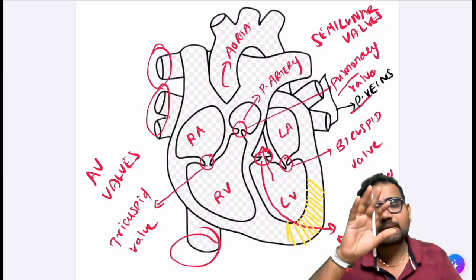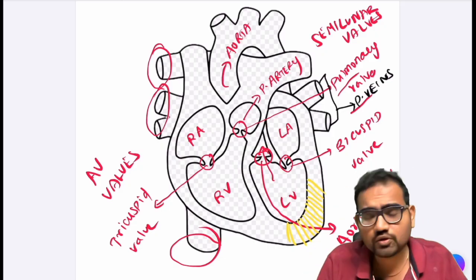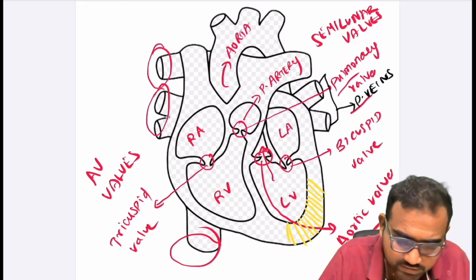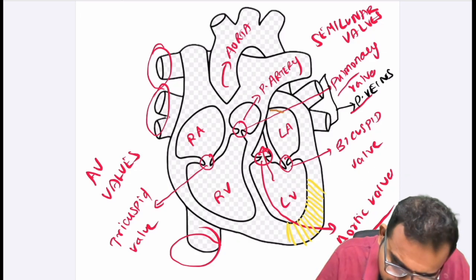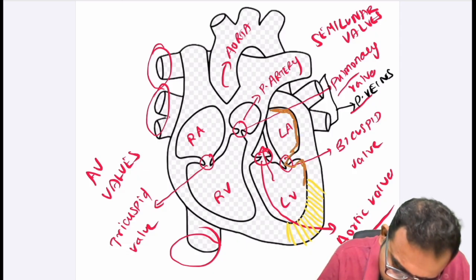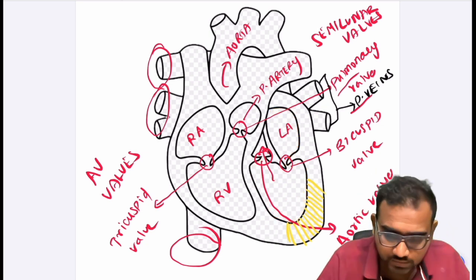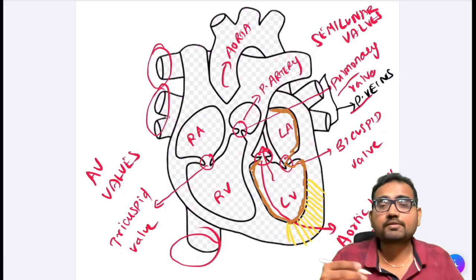So the heart has the epicardium, endocardium and myocardium. The endocardium is very important because it lines the chambers of the heart. The function of this endocardium is that it is responsible for the smooth blood flow.